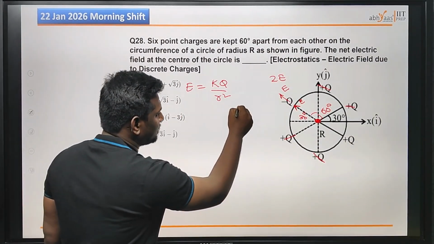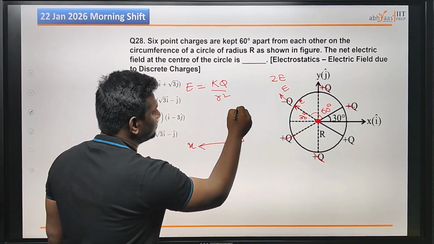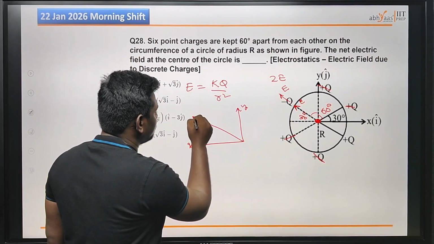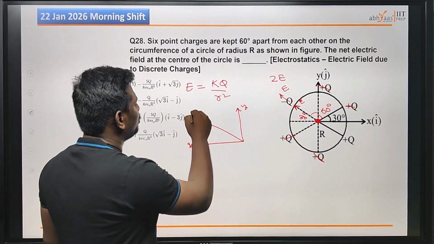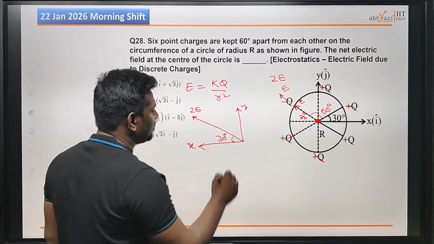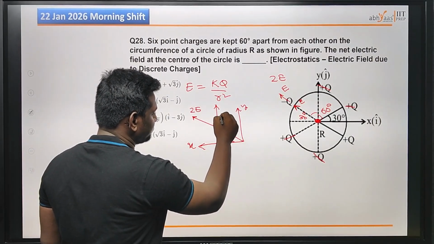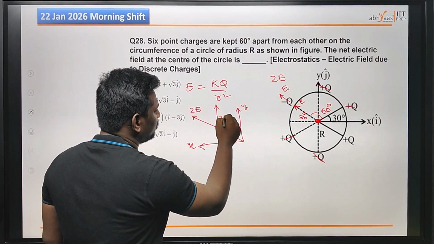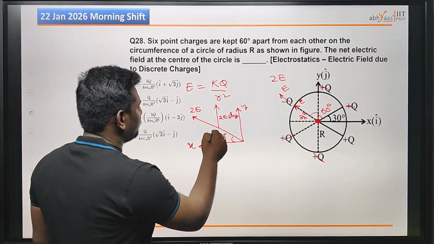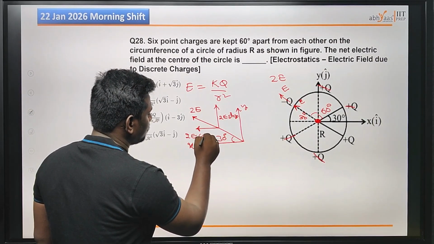If you write like this, this is our x-axis, y-axis. We have net electric field 2E. Theta is 30 degrees. You have to resolve the field. If you resolve along the x-axis, you will get 2E sine 30. If you resolve along the y-axis, you will get 2E cos 30.